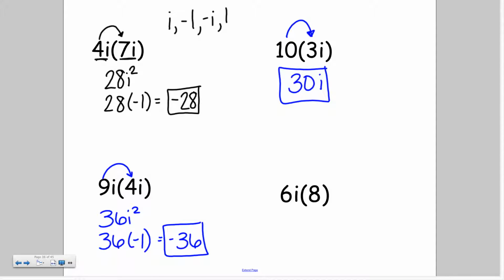All right? And then 6 times 8 is 48. I'm working with 1i, so I don't have to worry about changing anything there either.